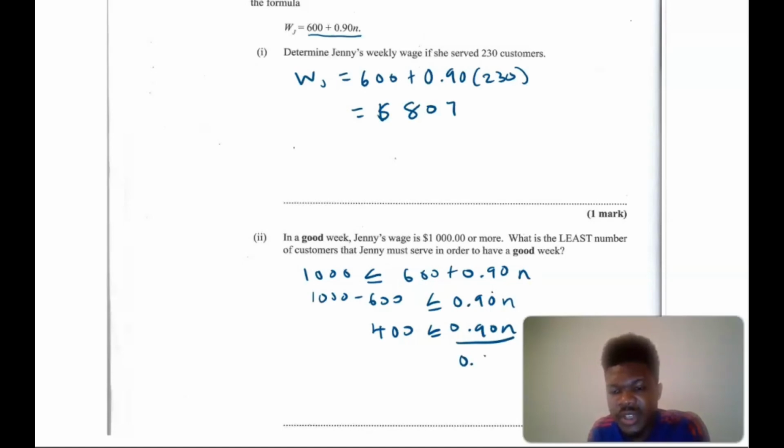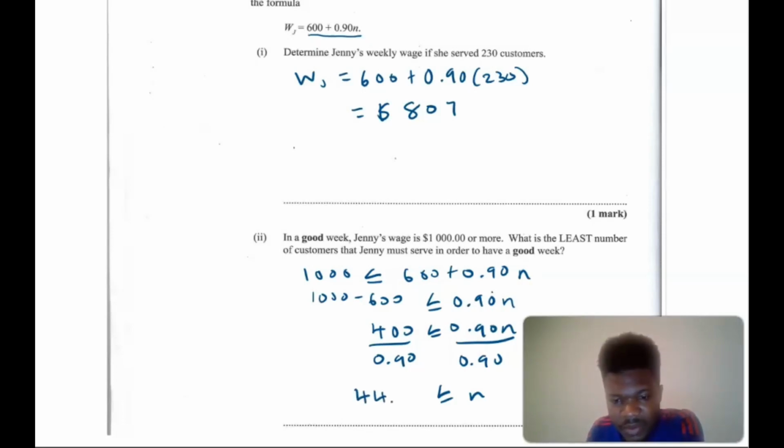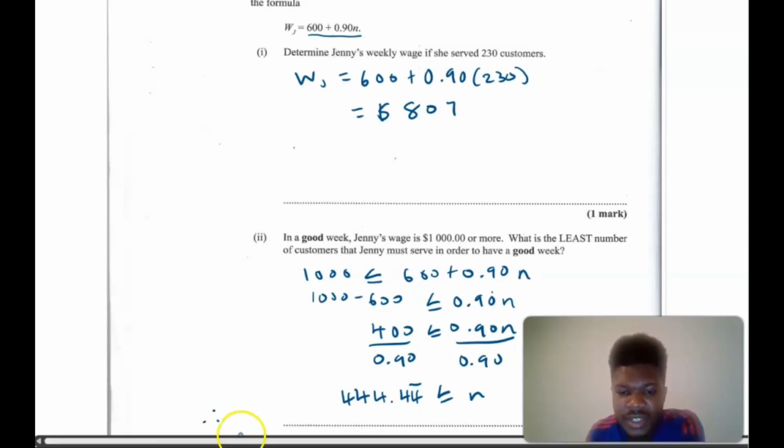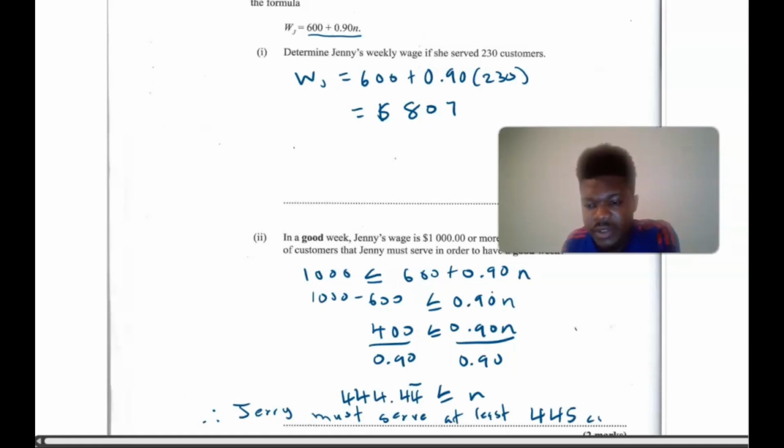Then we need to divide both sides by 0.90, and we're going to get 400 divided by 0.9, which is 444.44, and it keeps going with 4s. Well, she cannot serve 0.44 of a person, so we have to round up. This says what is the least number of customers, so it would have to be 445. Therefore, Jenny must serve at least 445 customers.